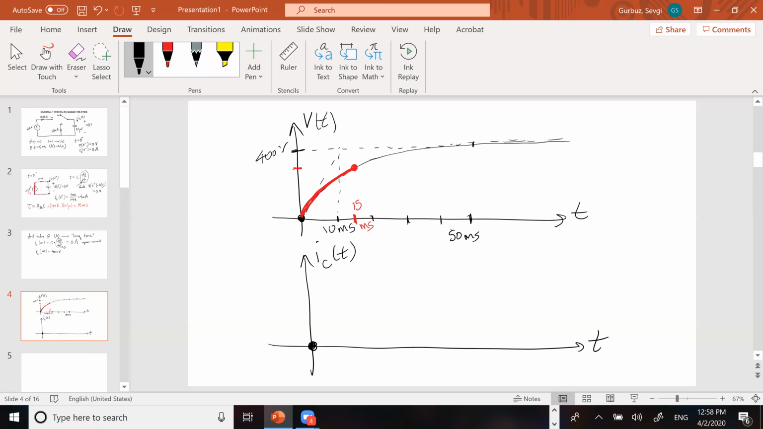What happens to the current? Well, at t equals 0 plus, we found that the current went up to 4 milliamps. So it's okay for the capacitor current to jump. So we have this kind of immediate rise here.